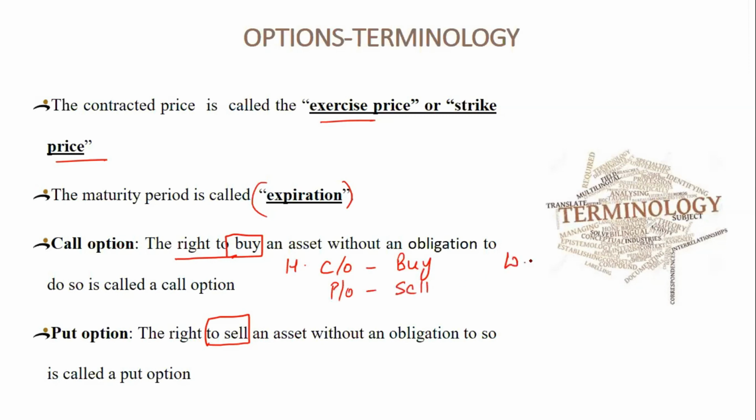Whereas the writer of the option, in a call option, has an obligation to sell. Why an obligation to sell? Because the holder has the right to buy. And in a put option, the writer has an obligation to buy. Why an obligation to buy? Because this person has the right to sell.